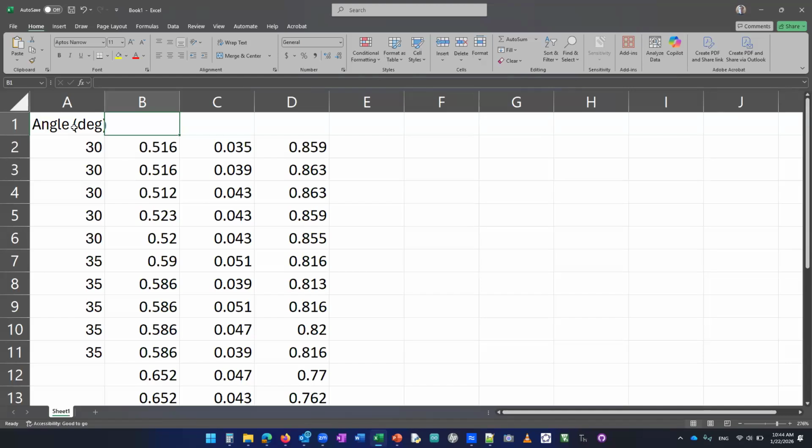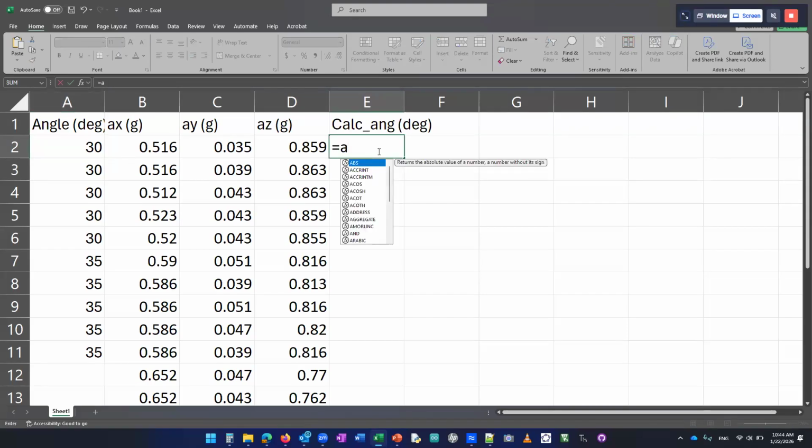So this, on the other hand, this is AX and is in G. So how many 9.8 meters per second squared? So it's in G. So you can also type AY in G, AZ in G, and we'll have a calculated angle also in degree. All right. So to calculate the angle, we'll enter arctangent and the x coordinate over the z coordinate.